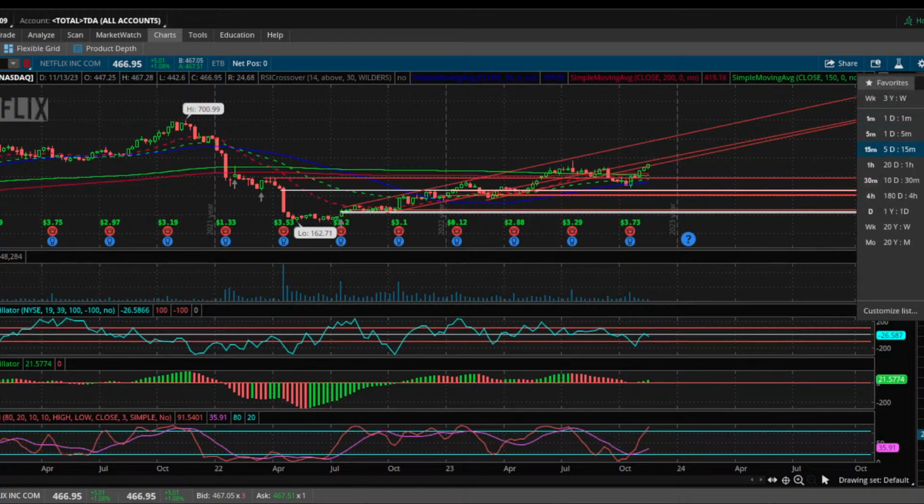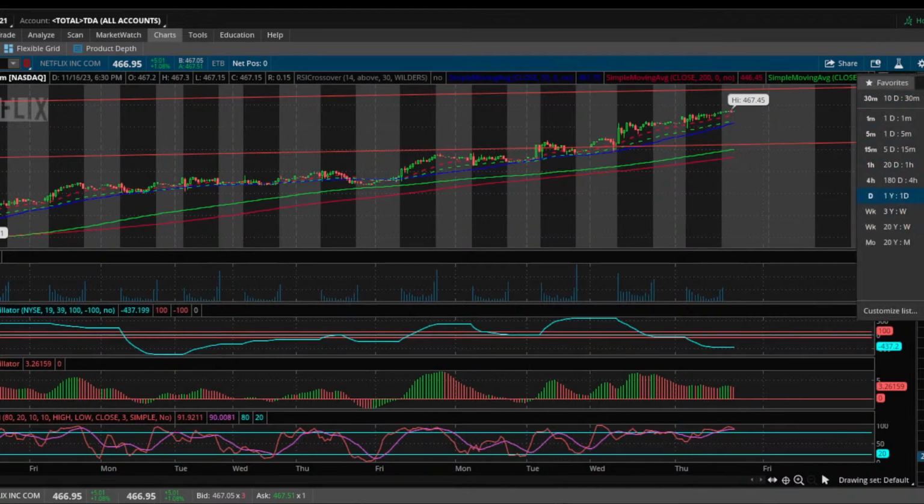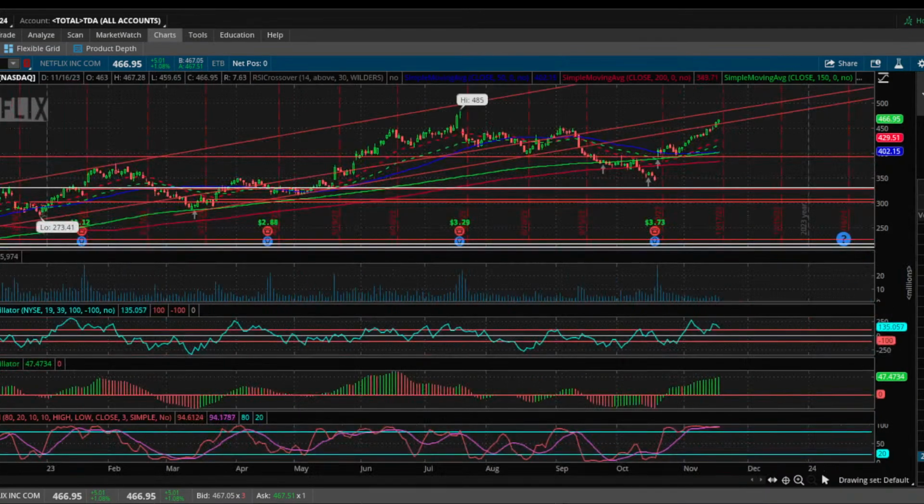You guys can see here, 10 days, huge push. It's been pushing from 417 all the way up to 467. It's been ripping up higher. Now we go to the yearly. On the yearly, I had these two lines right here, right? This one right here and this one right here.